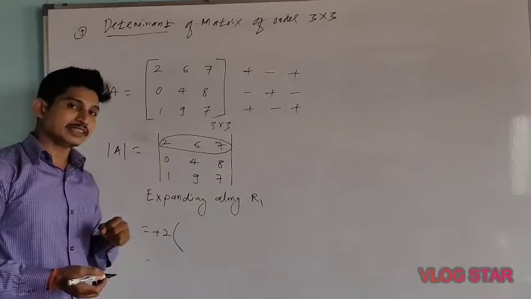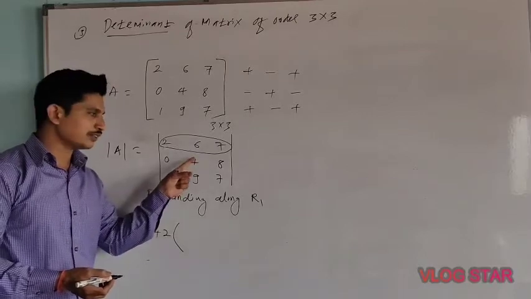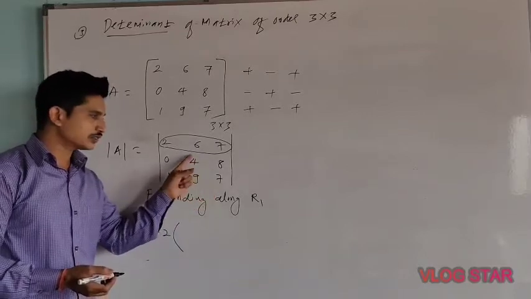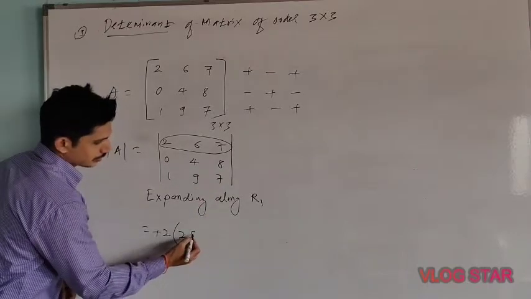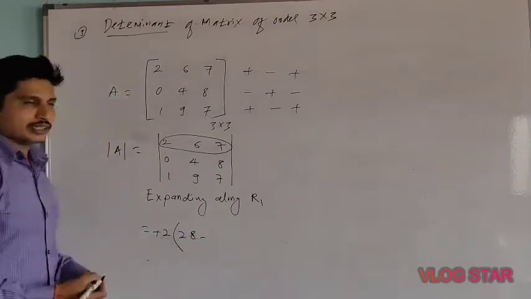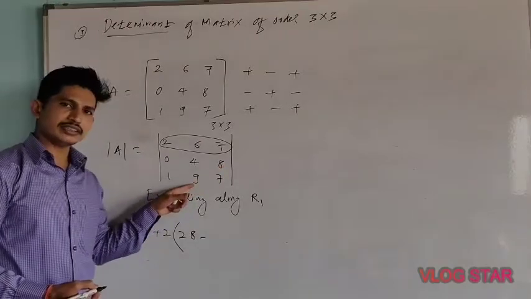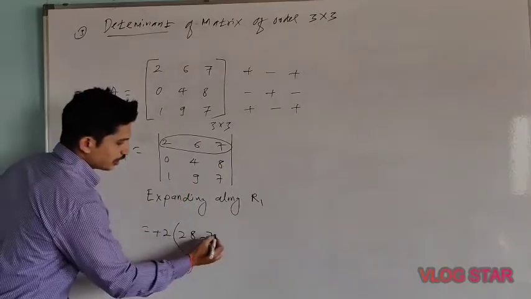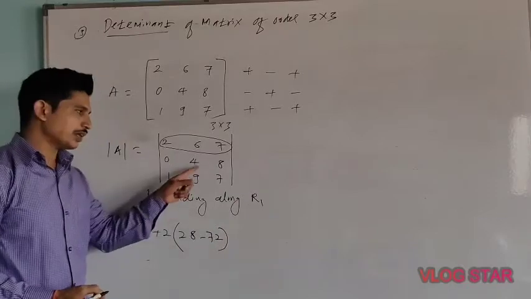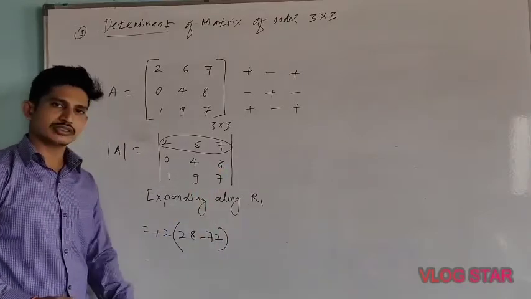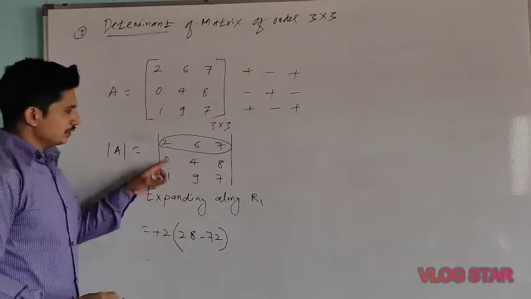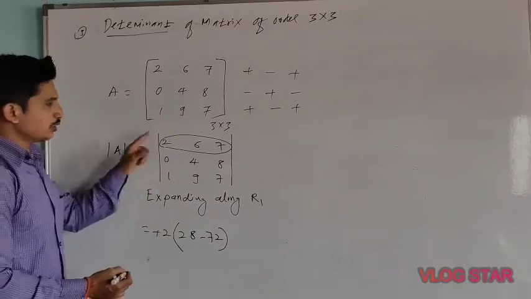Now same as a 2 cross 2 matrix. First multiply 4 into 7. First this 4 into 7, 28. Minus 8 into 9, okay, 8 into 9 what here? 72. First multiply 4 into 7, 28, 8 into 9 what here? 72. Okay, now see, first element is over.